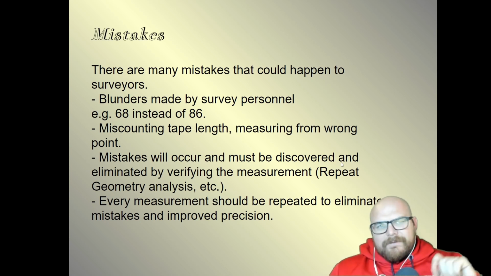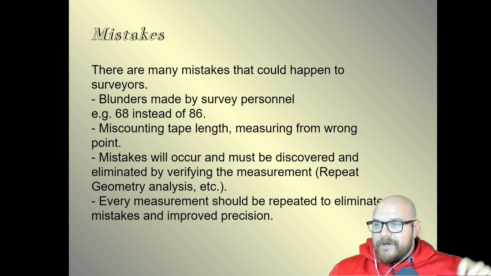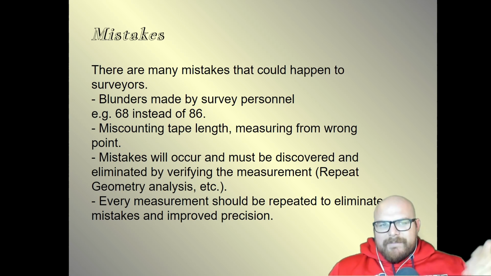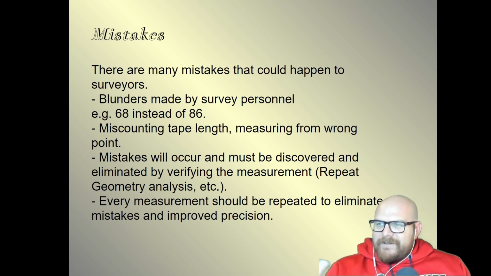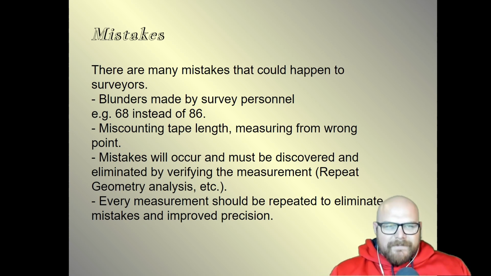Some things that may happen are mistakes that we make as we're starting to record stuff down. Let's say we measure something that's 68, but instead we mark it down as 86. It's just a flip of the numbers. Sometimes you read a tape measure upside down. We do the same thing. Miscounting the tape length, right?